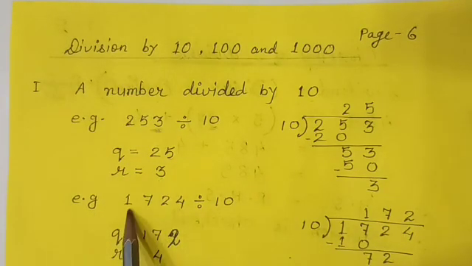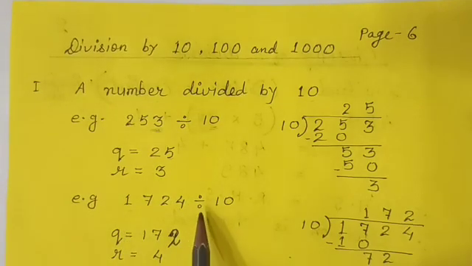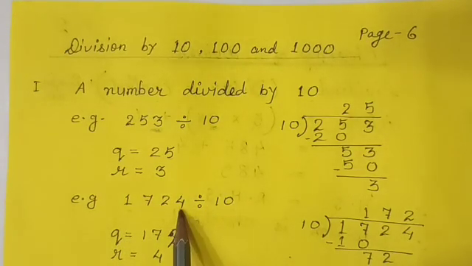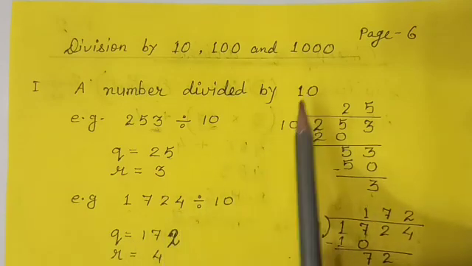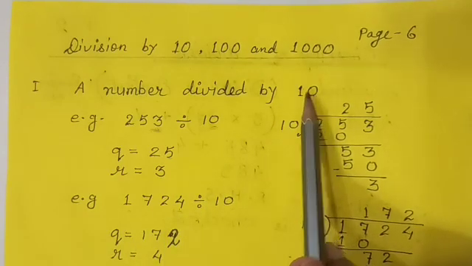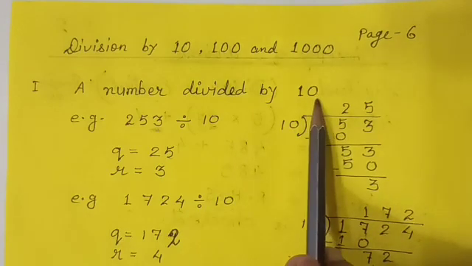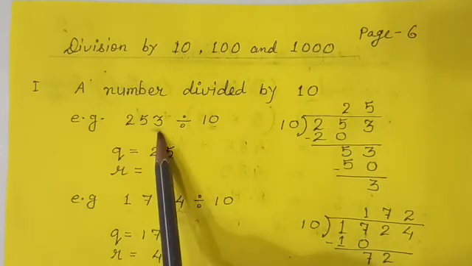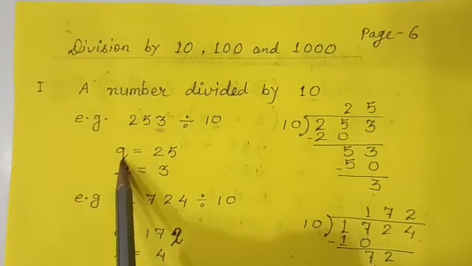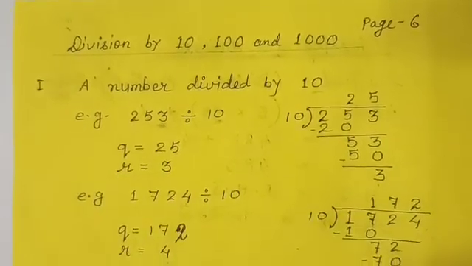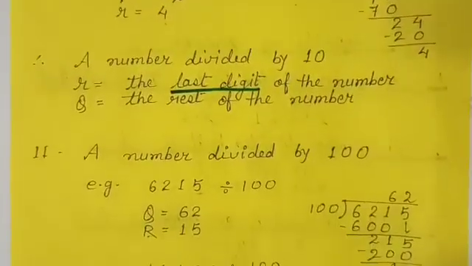Similarly, when we divide this 1724 by 10, the last digit 4 will be the remainder and the rest of the number will be the quotient. So, you have to establish the relation between the number of 0s and the remainder. It has one 0, therefore the last digit will be the remainder. And whatever the number left, that will be the quotient. The same thing happens when we divide a number by 100.